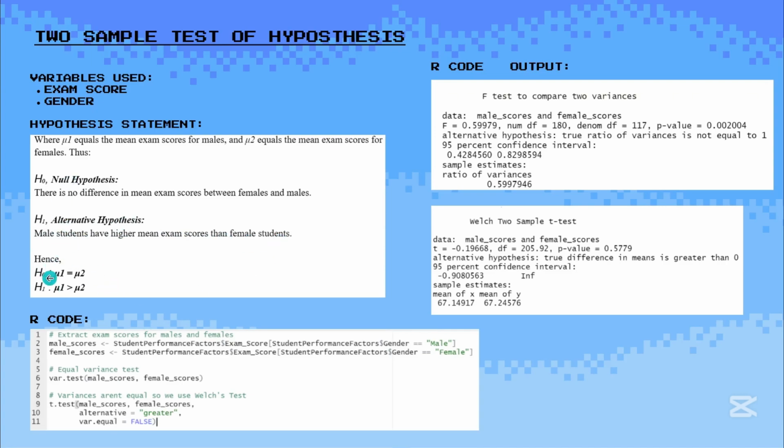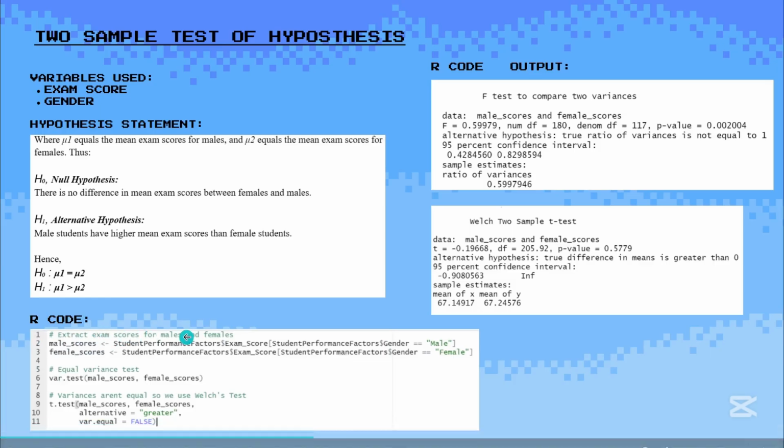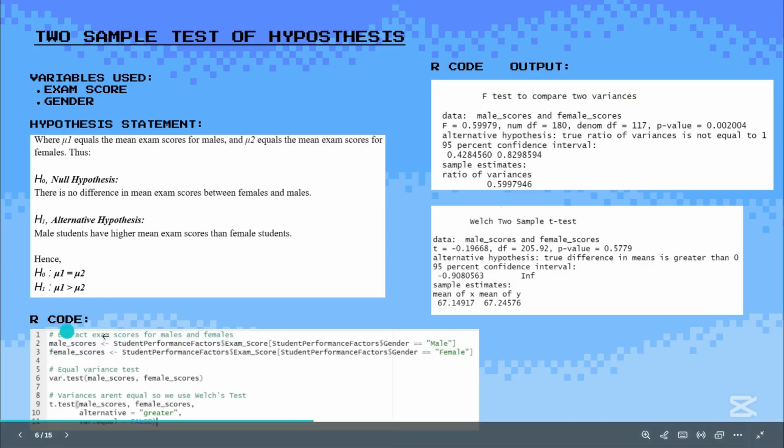Hence, our null hypothesis states that the mean of group 1 equals the mean of group 2, and our alternative hypothesis states that the mean of group 1 is greater than the mean of group 2. So in our R code, I will now explain these lines over here. The first thing I did was to extract the exam scores for males and females from the dataset using this code. And then for our equal variance test, we needed to do this test so that we can use either of two types of tests, which is firstly the normal t-test in R programming and also Welch's test.